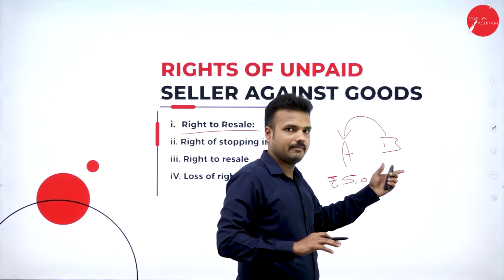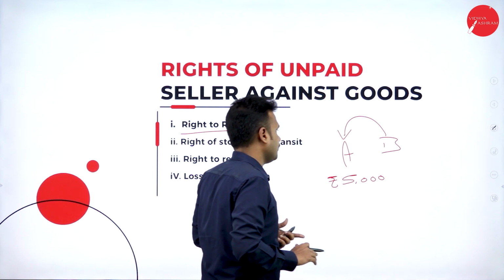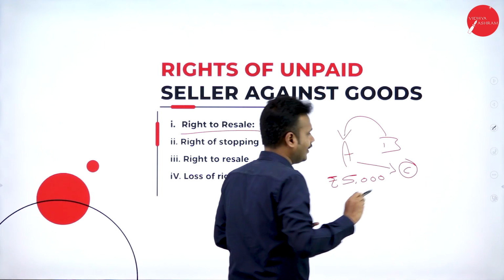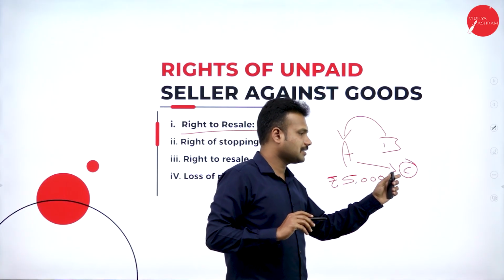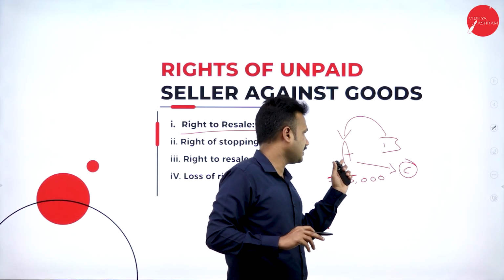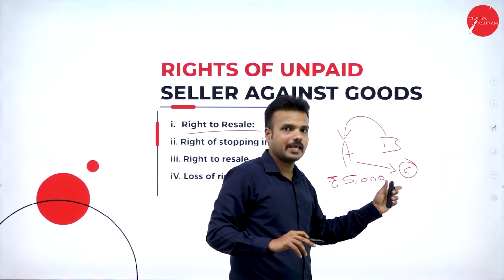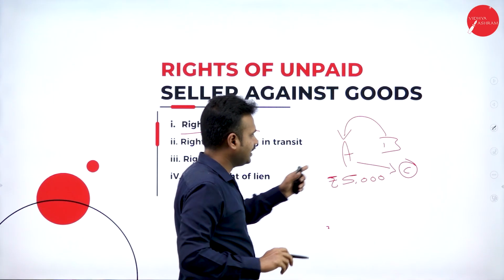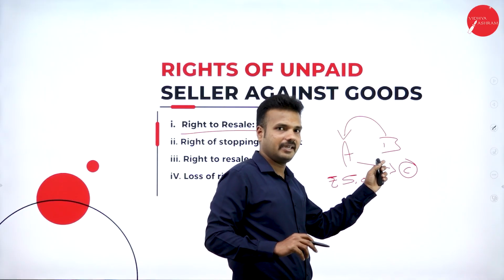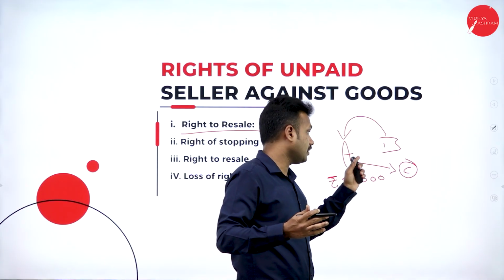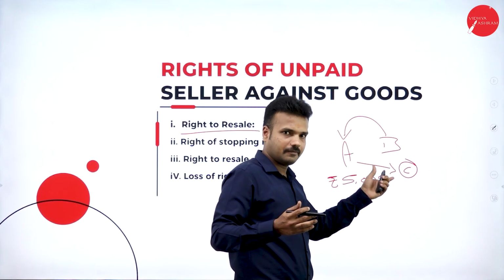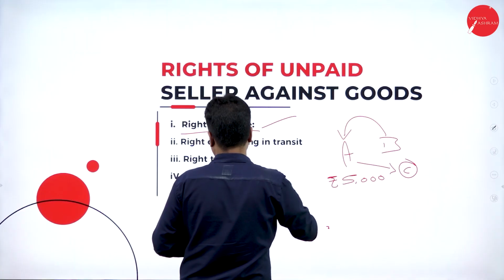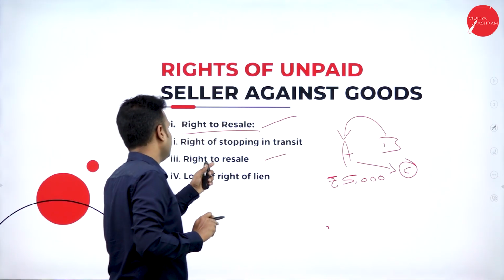Again he gave the opportunity to Mr. B to make a payment. There is no response from Mr. B. What did he do? He sold the same goods to Mr. C. Mr. C paid the full amount to Mr. A and purchased the product. This situation we call the right to resale. Here he gave the opportunity to Mr. B to make a payment. He refused, and A also informed him regarding the resale of the product, but he refused to pay. So A sold the product to somebody else. That is about the right to resale.